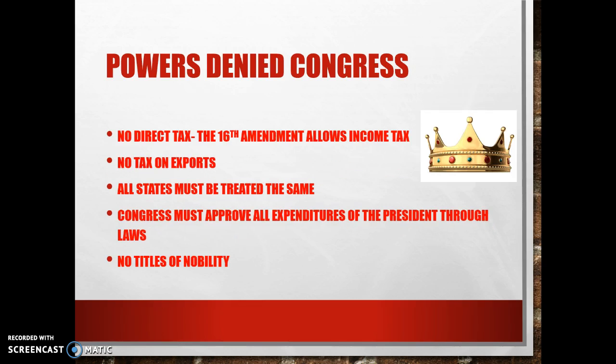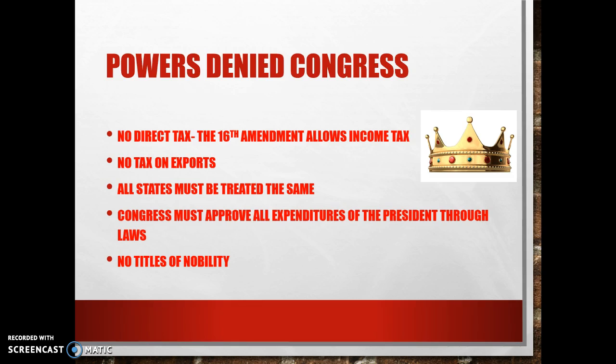In addition, at first there was no direct income tax. Of course, this is going to change with the 16th Amendment. There's no taxes allowed on exports. And all states had to be treated the same. It didn't matter what size you were. They were all supposed to be treated the same.